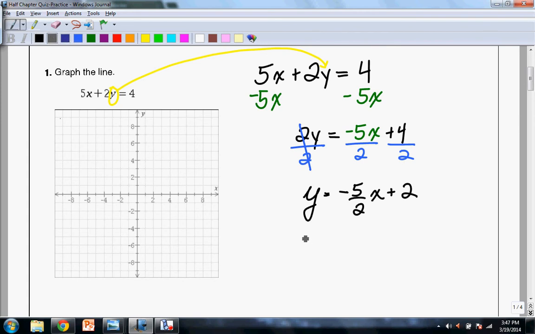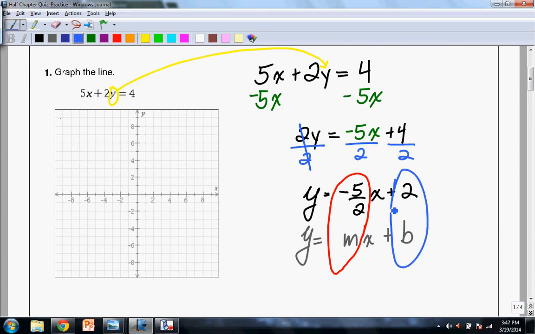Right underneath, you're going to write the equation for slope, y equals mx plus b. Your slope is right here, and it's negative. And your b is right here, it's positive 2. You want to graph those two on the graph and string a line through it.